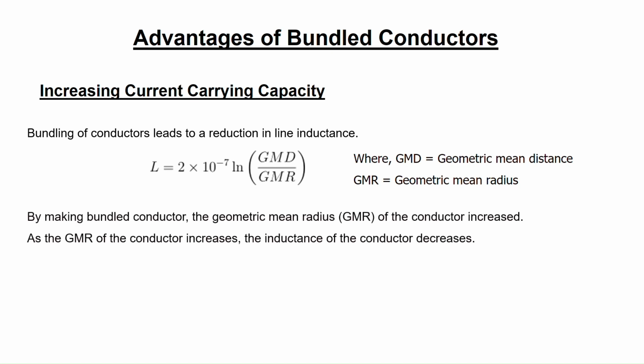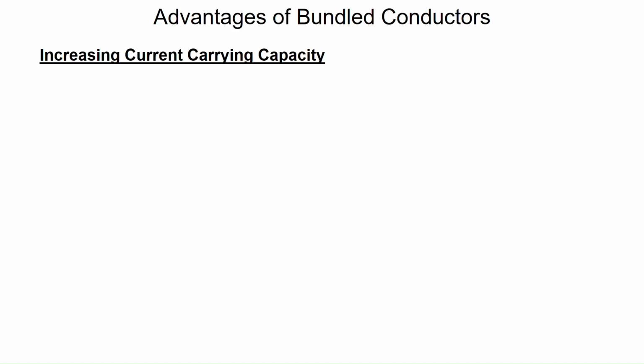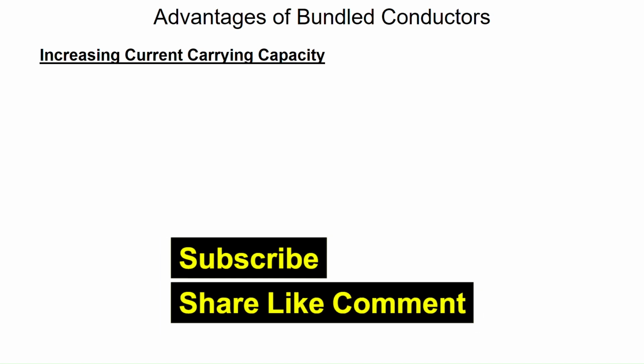By bundling conductors, the geometrical mean radius of a conductor increases. As the GMR of the conductor increases, the inductance of a conductor decreases. From the formula, you can see the inductance of a line is inversely proportional to the GMR. When the GMR increases, the inductance gets reduced. By using bundled conductors, the GMR gets increased. We can see how by using bundled conductors, GMR gets increased. First of all, we can calculate the GMR of a single conductor.